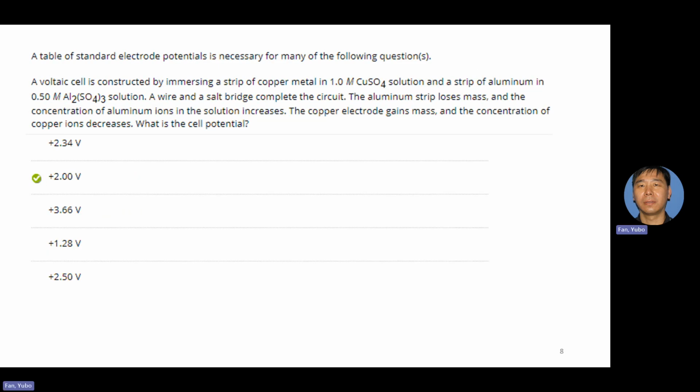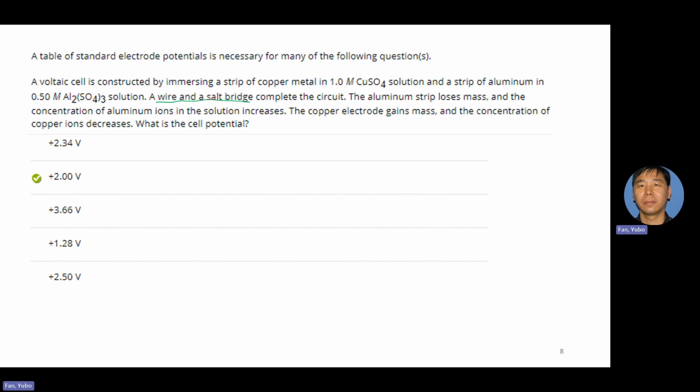Next question. We need a table of electro potential. The question is: a voltaic cell is constructed by immersing a strip of copper metal in 1 molar copper 2 sulfate solution and a strip of aluminum in 0.5 molar aluminum sulfate solution. A wire and a salt bridge complete the circuit. The aluminum strip loses mass and the concentration of aluminum ions in solution increases because aluminum is more reactive than copper. Aluminum is even more reactive than zinc. The copper electrode gains mass and the concentration of copper ion decreases. What is the cell potential?